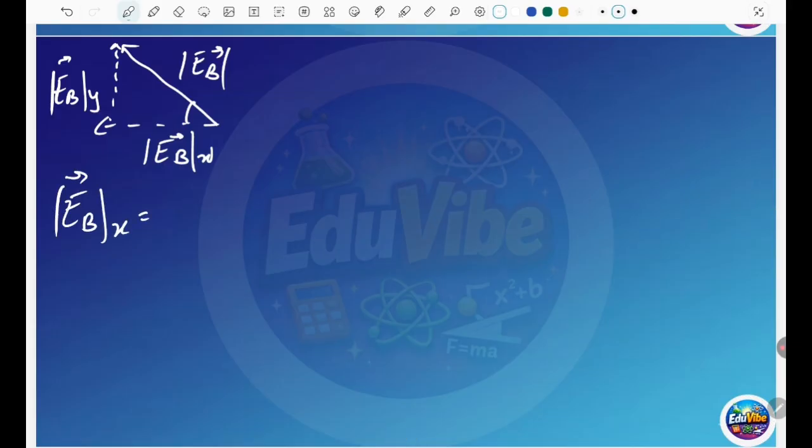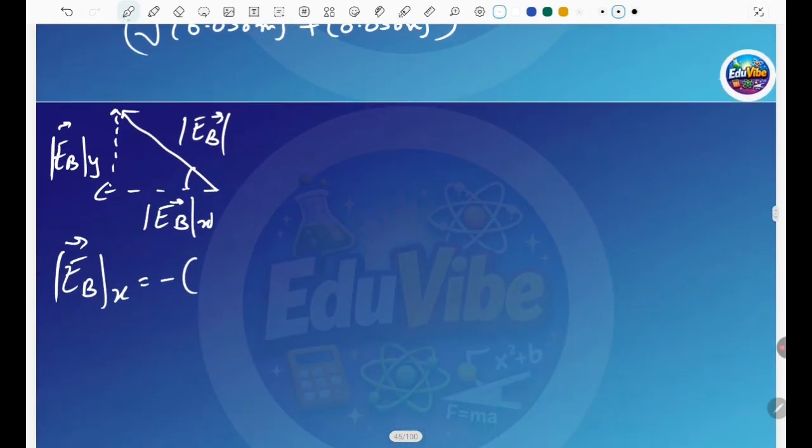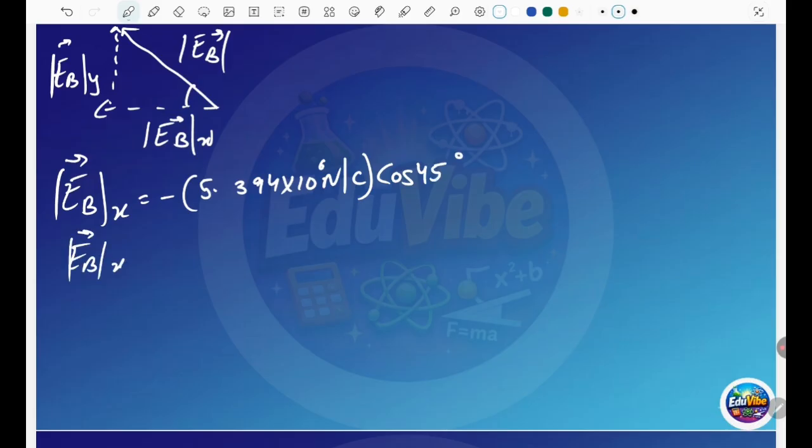EBX, first we get the X component, and you see that as it goes in the opposite direction, which is west, and we take east as positive, so we take negative. And what is your EB? You have to put this, which is 5.394 into 10 raised to power 6 Newton per coulomb, and you multiply by cos 45 degrees. When you solve this, you get a negative 3.814 into 10 raised to power 6 Newton per coulomb.